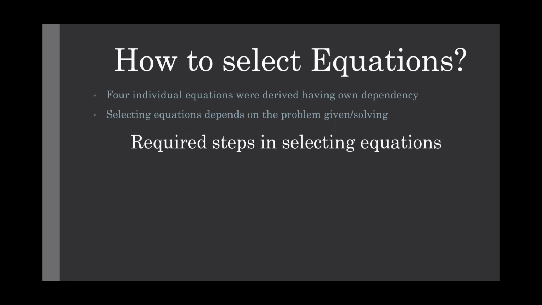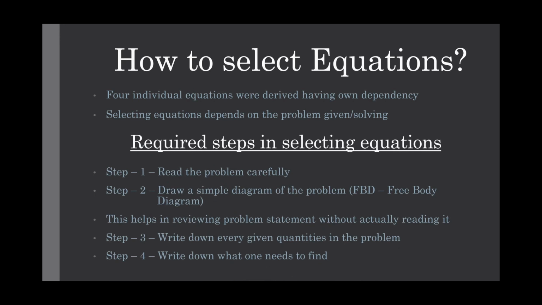Remember, we have derived 4 individual equations from that, they were dependent on each other except for one quantity. Now, selecting equation is really dependent on the problem. That is why it is important to read the problem and analyze it as much as you can. We'll see that in the next steps. Let's begin with the required step in selecting equation. Now I have separated 4 different steps in order to make this easier.